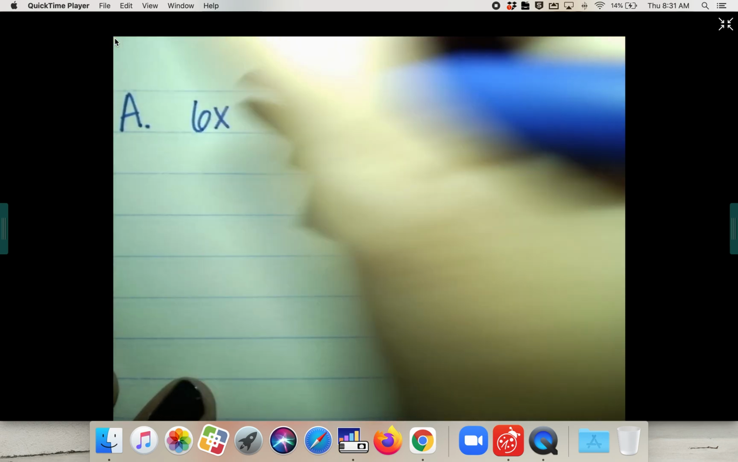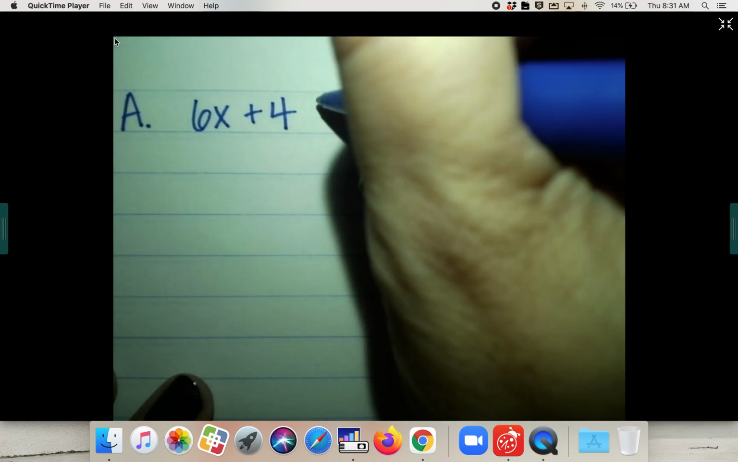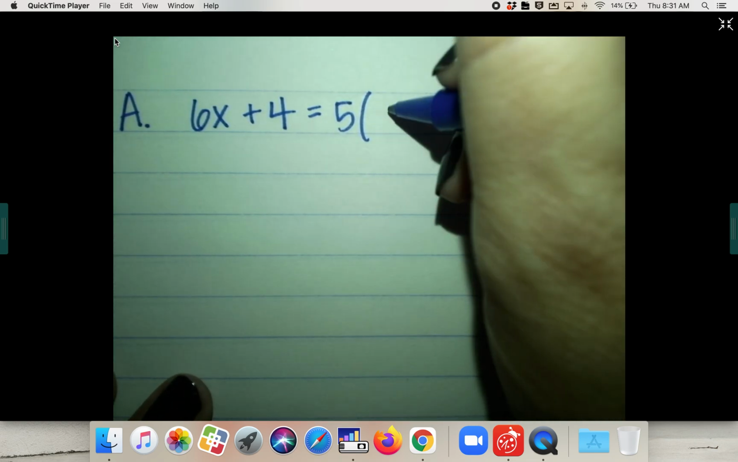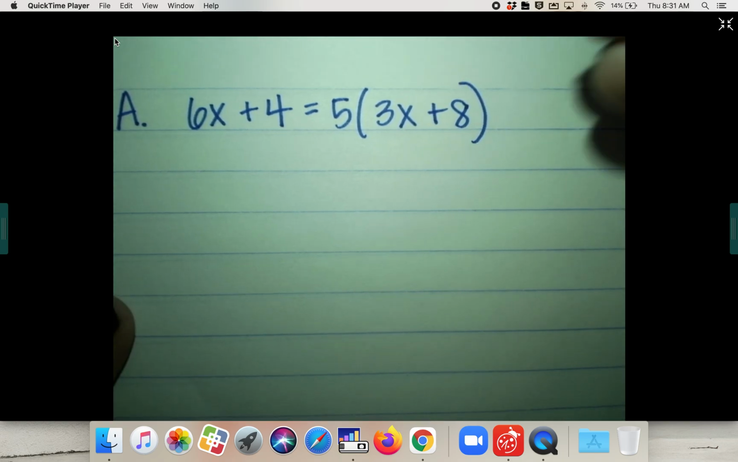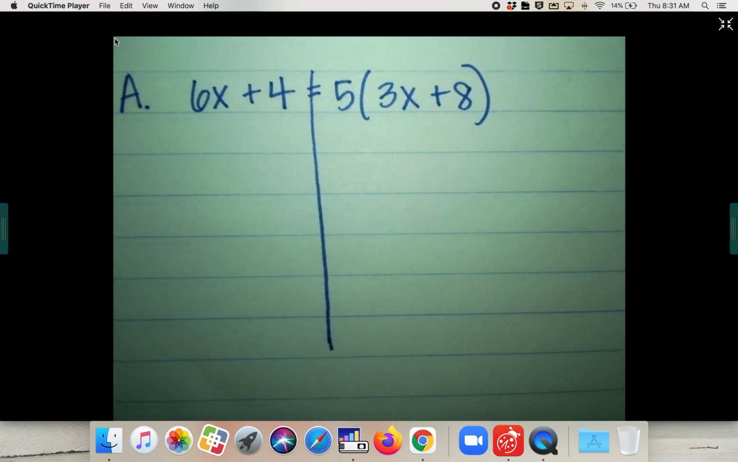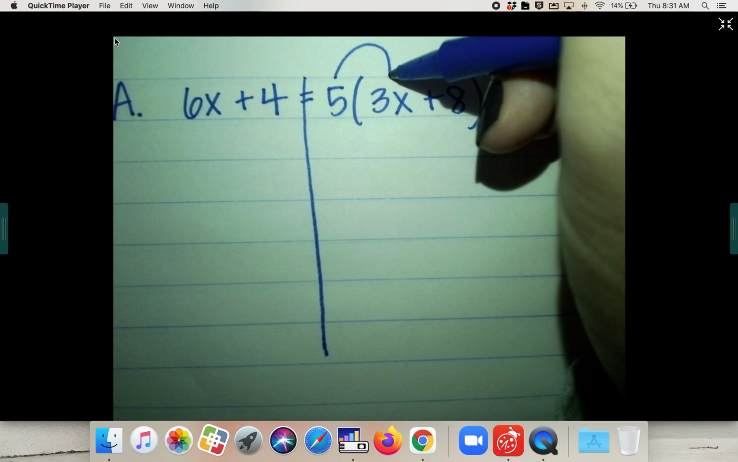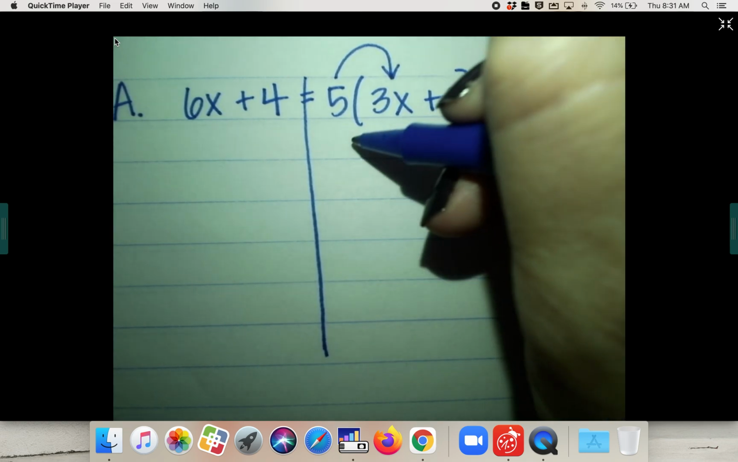So here's A's equation. 6x plus 4 equals 5 times the quantity 3x plus 8. All right. So you always want to start by getting rid of your distribution, your parentheses, if you have it, and we do. So let's go ahead and distribute, which means multiply. 5 times 3x is 15x.